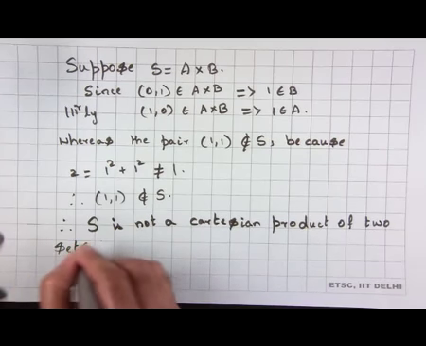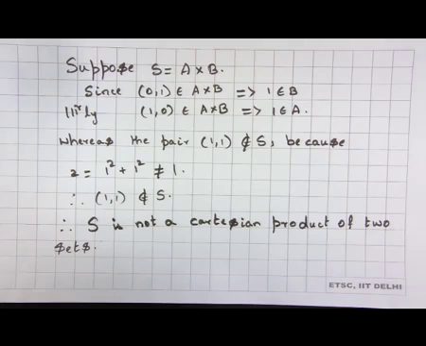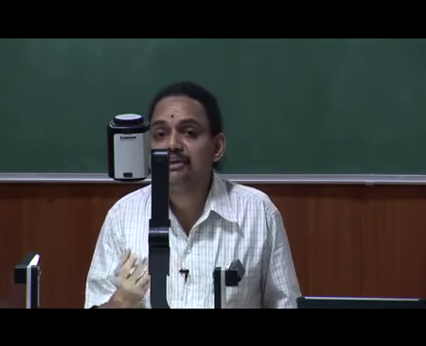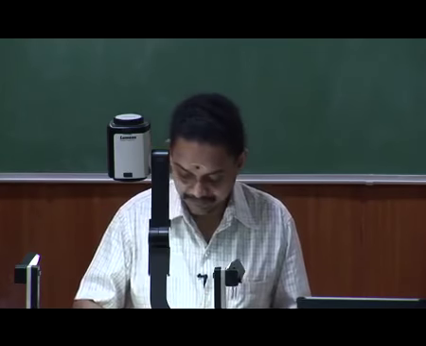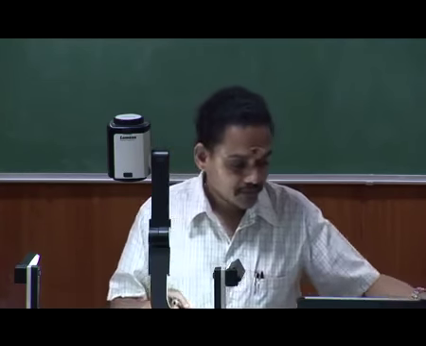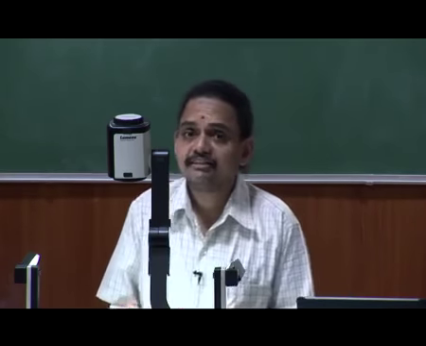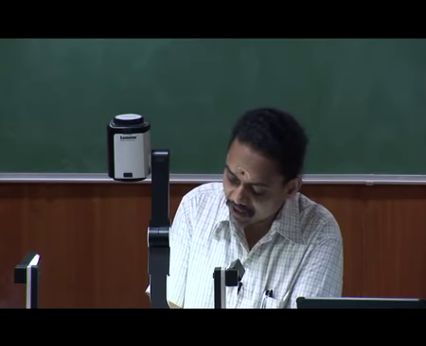This example gives us the fact that not all sets can be written as a Cartesian product. Although a set can have ordered pairs, that does not mean that it is a Cartesian product of two sets. Fine. Before we go to the next example, let us make some remarks.